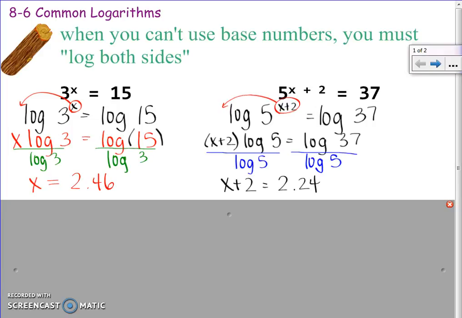Okay, and now that's equal to x plus 2. So we still have one more step, subtract 2 on both sides, and we get our answer. Questions?